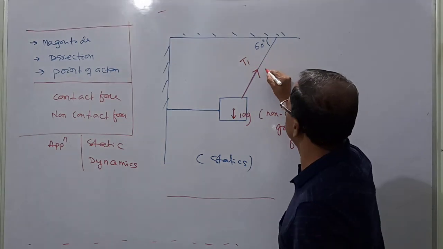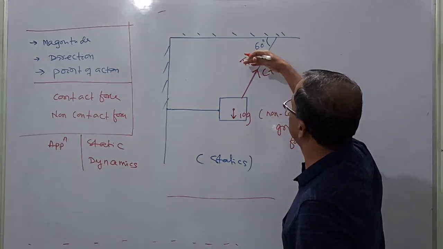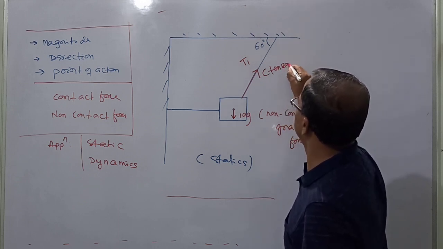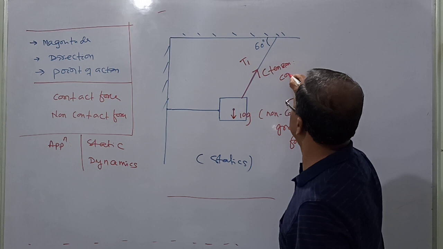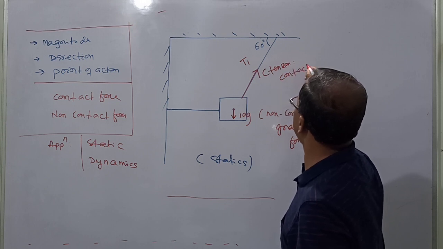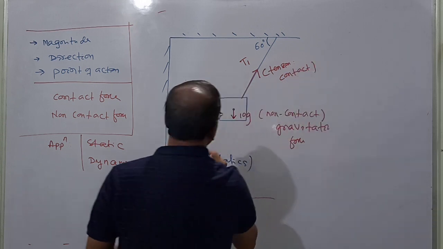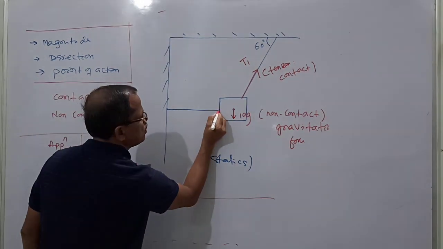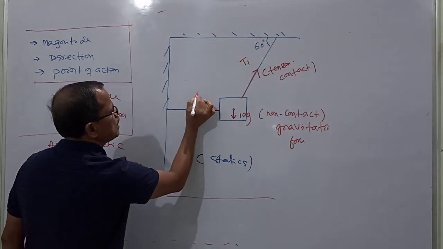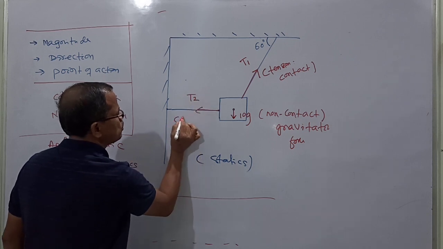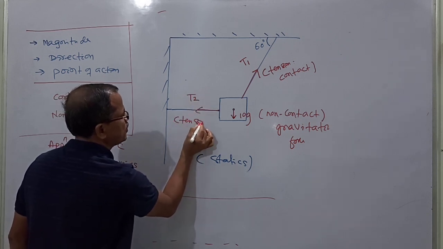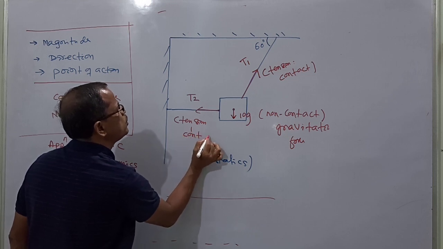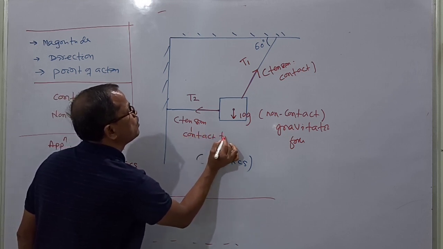T1 is the tension. It will pull it in the upward direction. This is the tension, and it is a contact type force. Another string is connected here, which is also a tension. It pulls to the left side. That is tension T2, and it is also a contact type force.